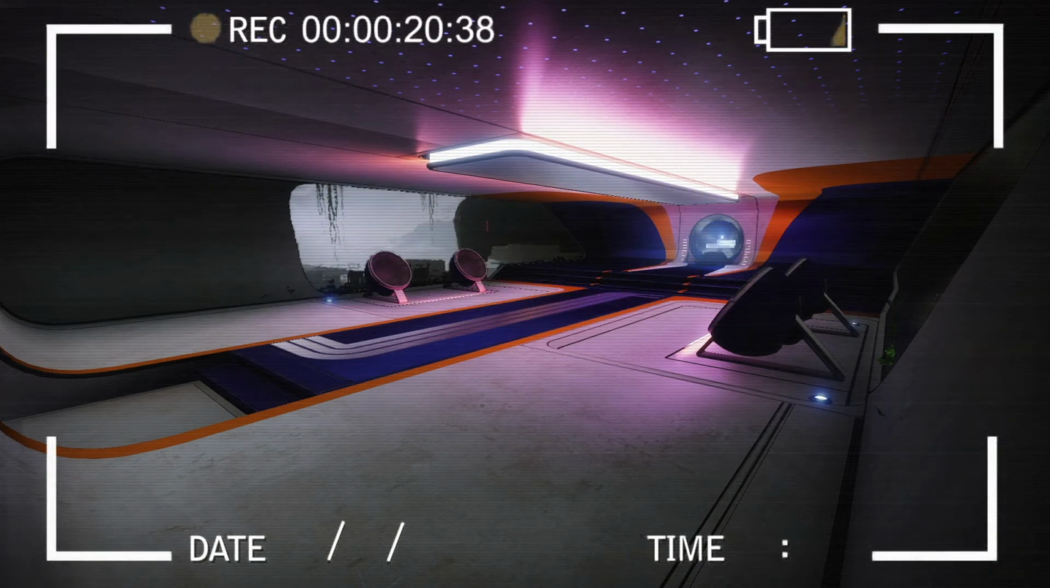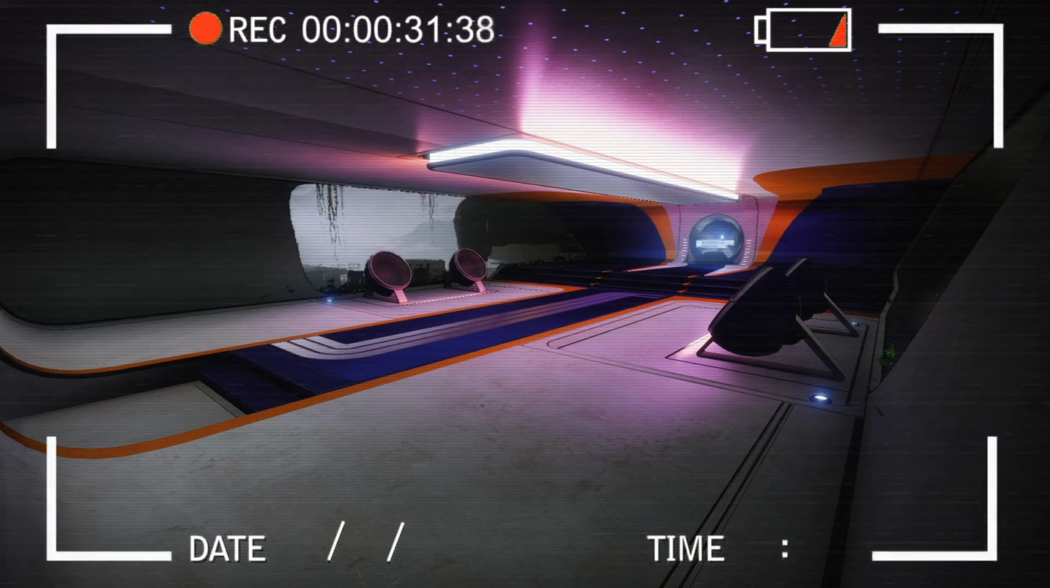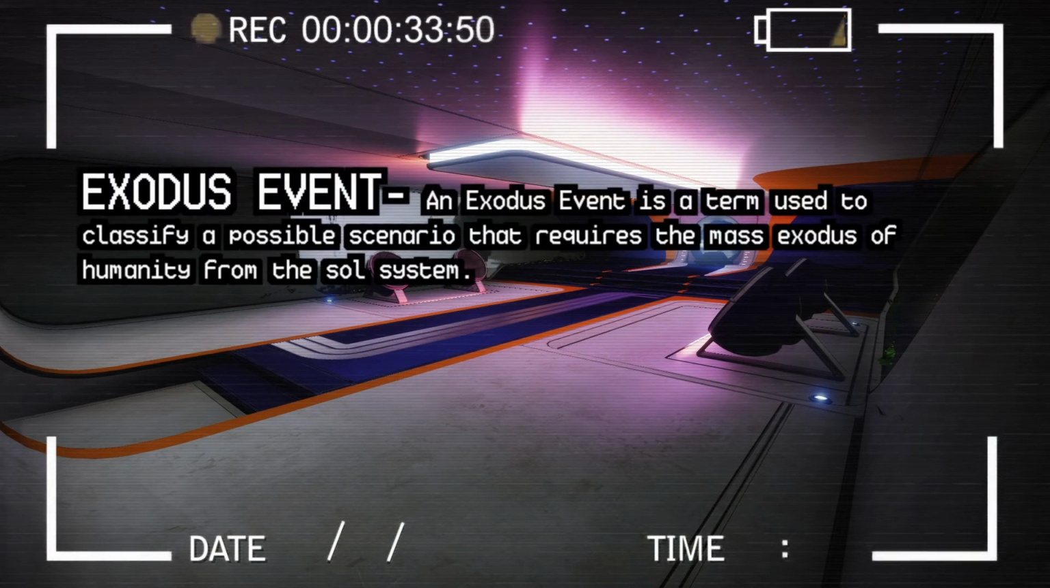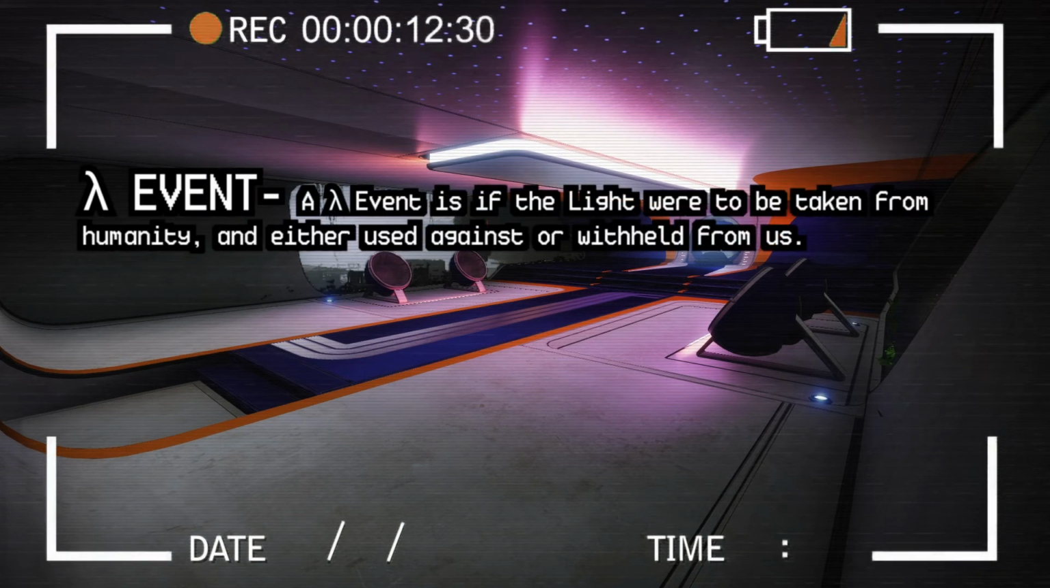Nightfall event. A nightfall event is a term used to classify possible scenarios of which the Traveler is to abandon humanity, become lost, destroyed, or taken. Exodus event. An exodus event is a term used to classify a possible scenario that requires the mass exodus of humanity from the Sol system. And finally, lambda event. A lambda event is if the Light were to be taken from humanity and either used against or withheld from us.